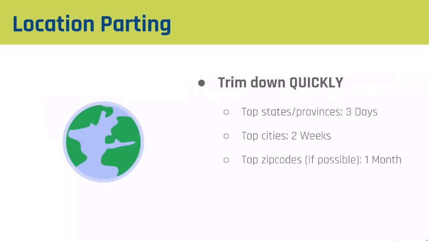Second, location parting. Trim down quickly. So I always try and get the top states or provinces within the first 3 days, the top cities in the first 2 weeks, and the top zip codes if you can in the first month. The goal here is to have as much scale as possible. So don't get too dialed in too quickly. But you definitely want to go through and eliminate the bad performers.